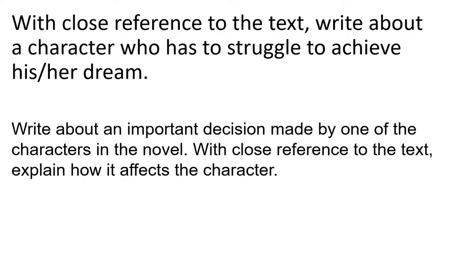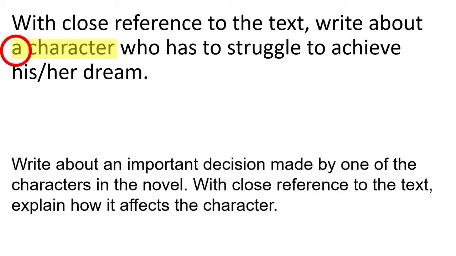In addition, we also have from novel section, paper 2: with close reference to the text, write about a character who has to struggle to achieve his or her dream. Write about an important decision made by one of the characters in the novel with close reference to the text. Explain how it affects the character. Okay, we highlight a character, and we also highlight the article a to make you aware that we are talking about one single character.